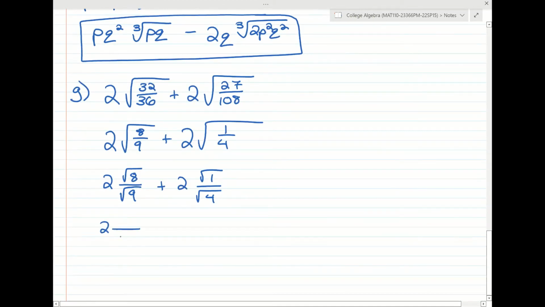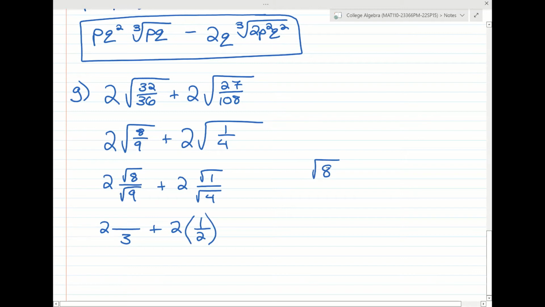I know the square root of 9 is 3. Square root of 1 is 1. Square root of 4 is 2. The only radical that we have that doesn't simplify is the square root of 8. But even still, I'll just do it off on the side.